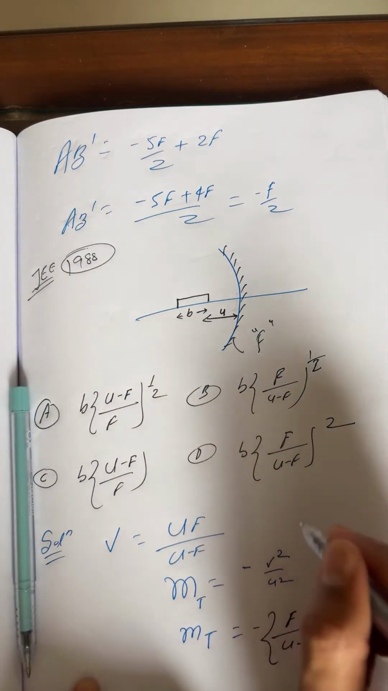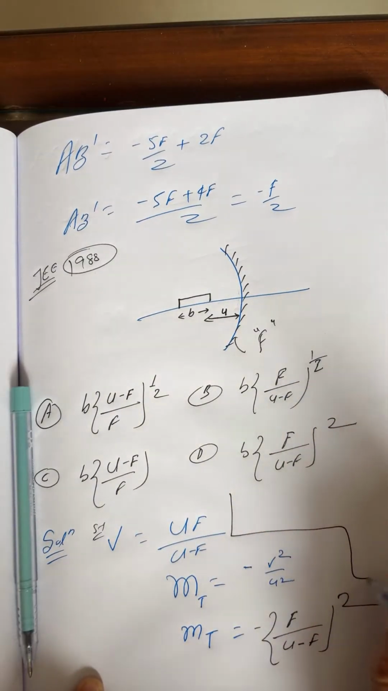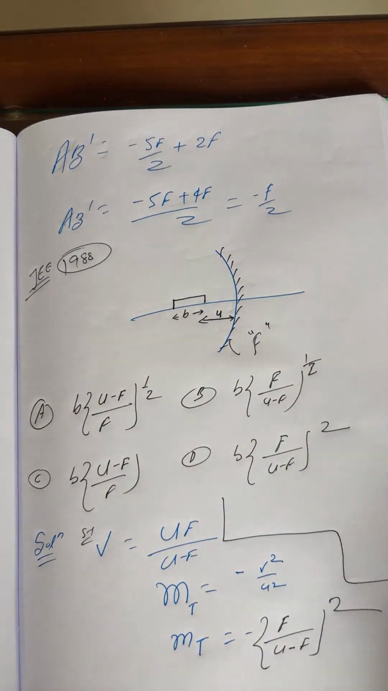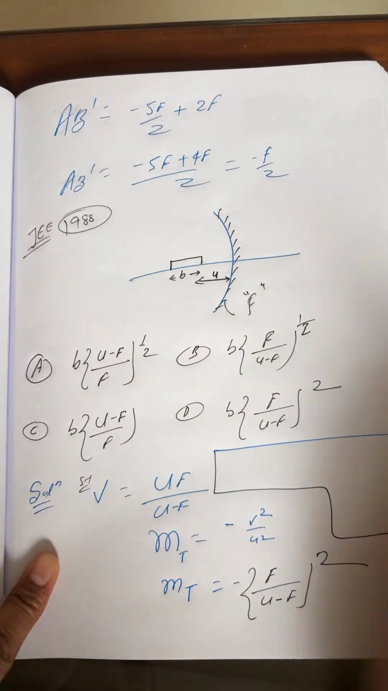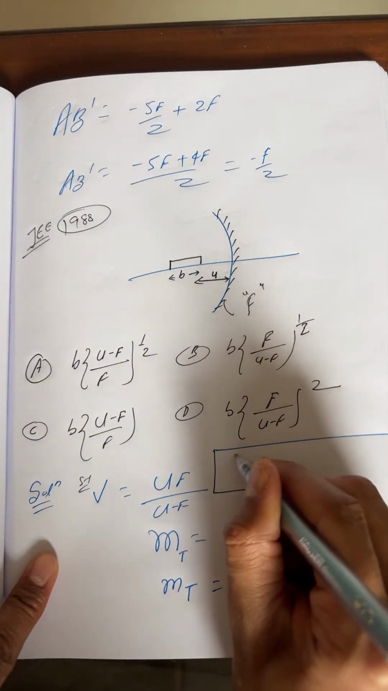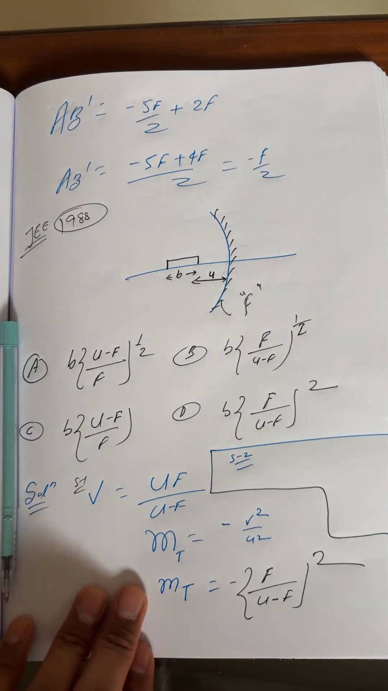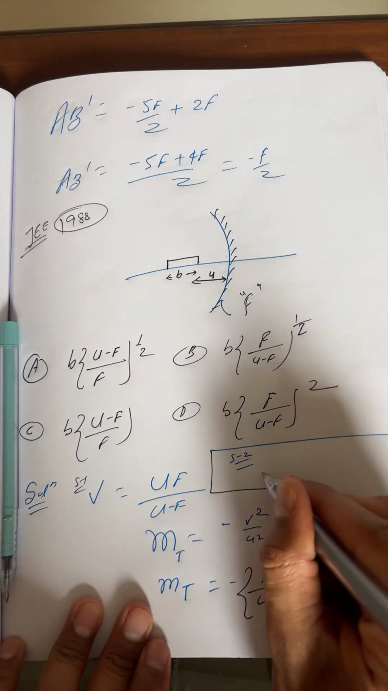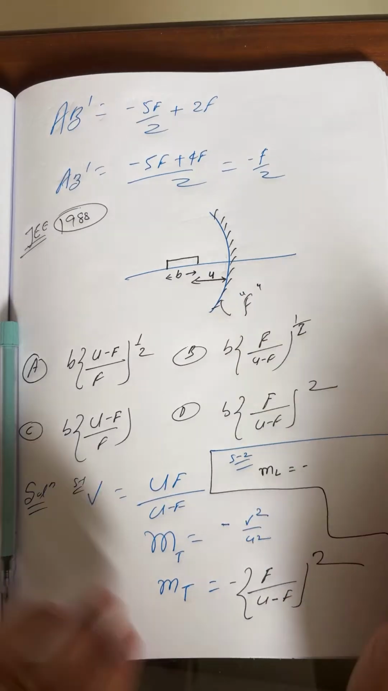There is a relation, students, which I'm going to use here. This is the relation between transverse magnification and longitudinal magnification. So this is step one, and for step two, there is a relation you can keep in mind. Longitudinal magnification is nothing but... I'll do it on the next page.